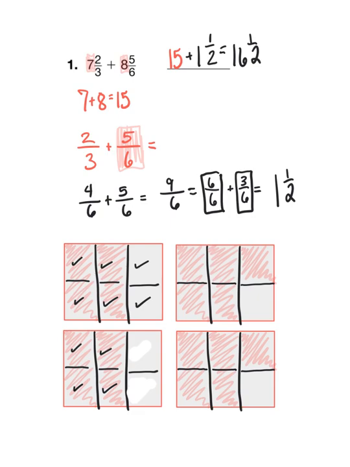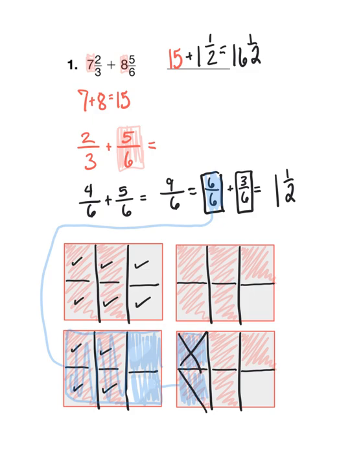Let me just show you what that looks like on our visual model. If I take this 6 and this 6 and I move it over here, now I have 6/6 or 1 whole. So this matches with this, my 6/6. Okay, now these are gone because I moved them over. That leaves me with 1, 2, 3/6 or 1/2.